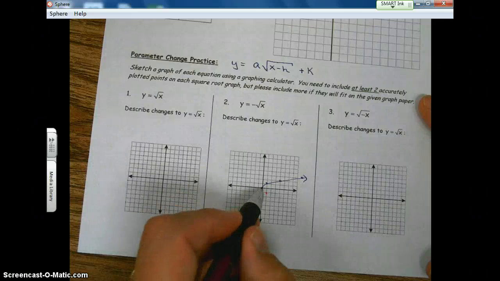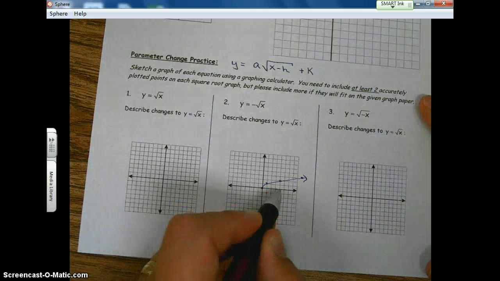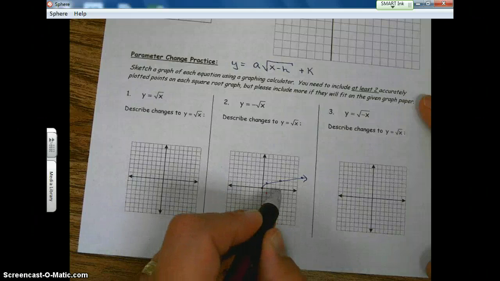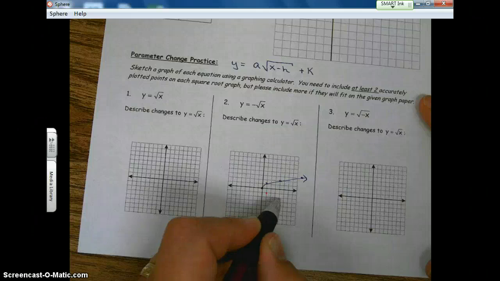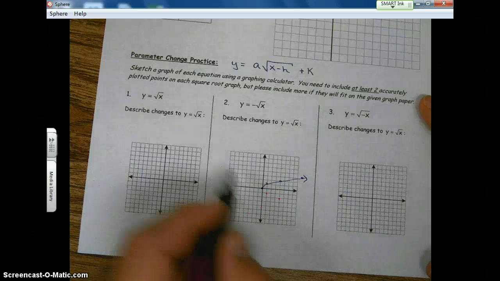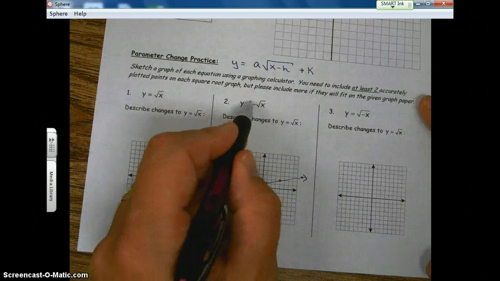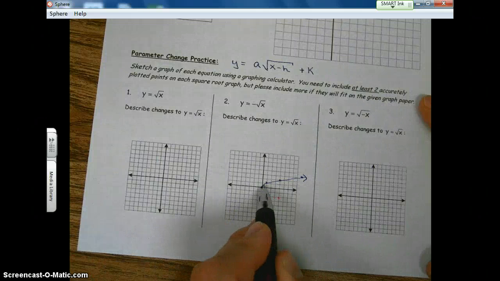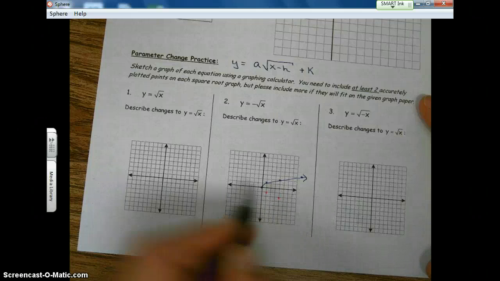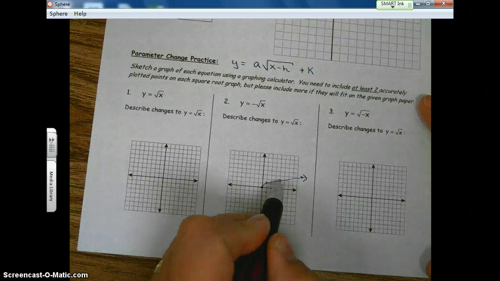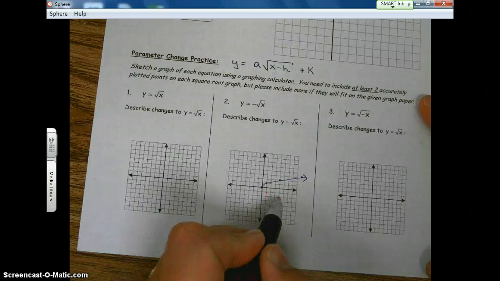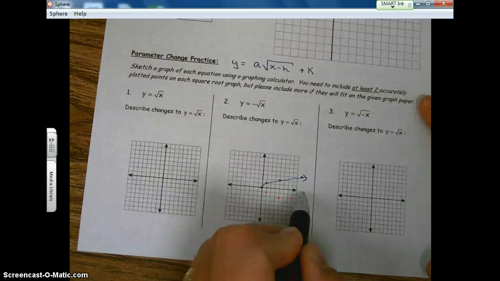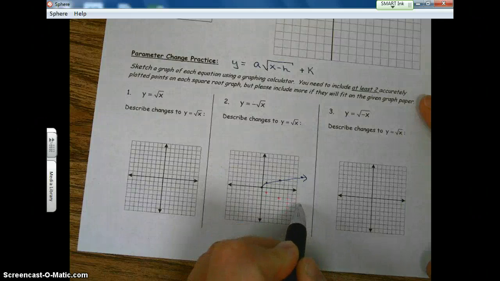Okay, let's take a look at the next one. This one's right 4, up 2. So it's going to be right 4, down 2. See, the negative causes the square root function to reflect over the x-axis. So instead of going up a positive value, we're going to go down. So this would be over 9, down 3.